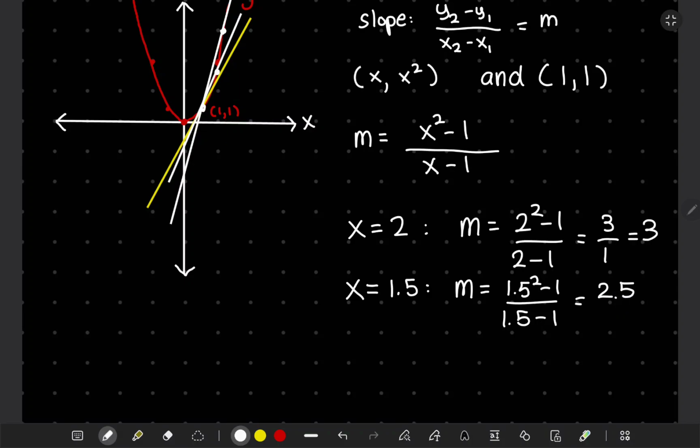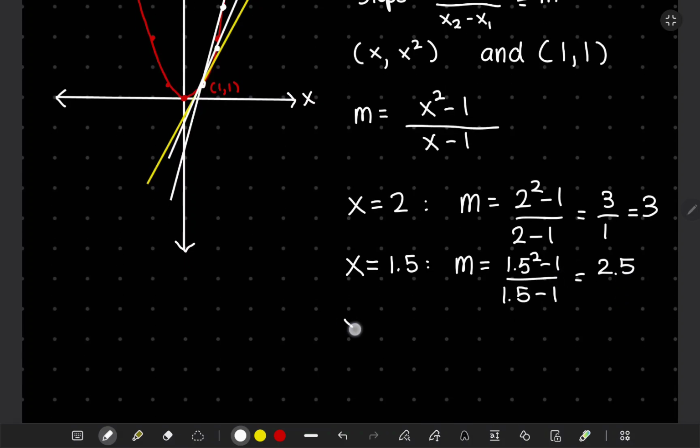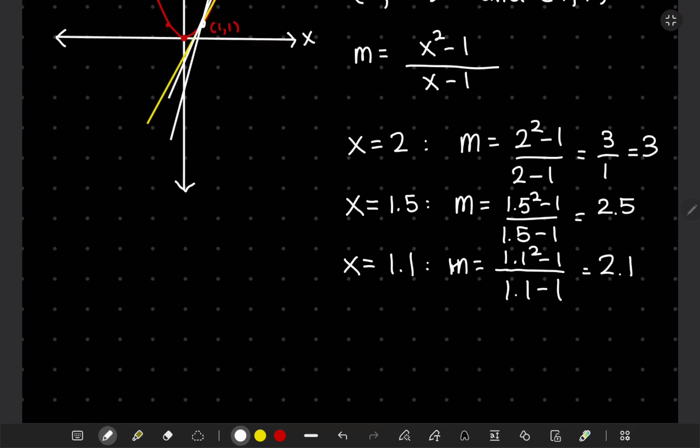Let's go a little closer to 1. Let's go really close, say 1.1. Let's see what happens. Again, I'm going to plug it in: m equals 1.1 squared minus 1 over 1.1 minus 1. I already pre-calculated these, and we can see this is going to be 2.1. Again, notice what happened. It got a little flatter, right? The slope is getting less and less.